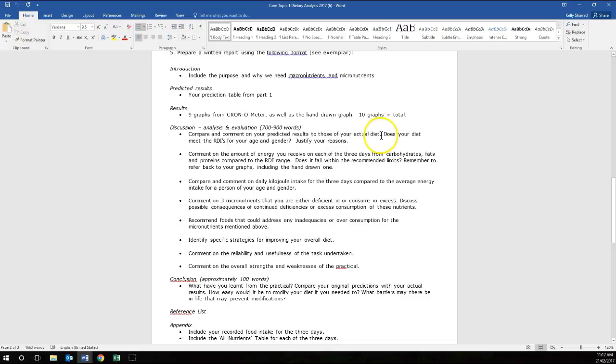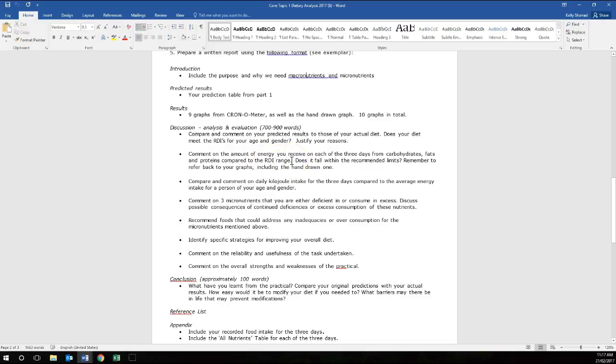You also need to comment and discuss whether your diet actually meets the recommended daily intakes for your age and gender, and you also need to justify your reasons. So if you say no, can you please explain why? Moving on to dot point two, comment on the amount of energy you receive for each of the 3 days from carbohydrates, fats, and proteins compared to the RDI range.